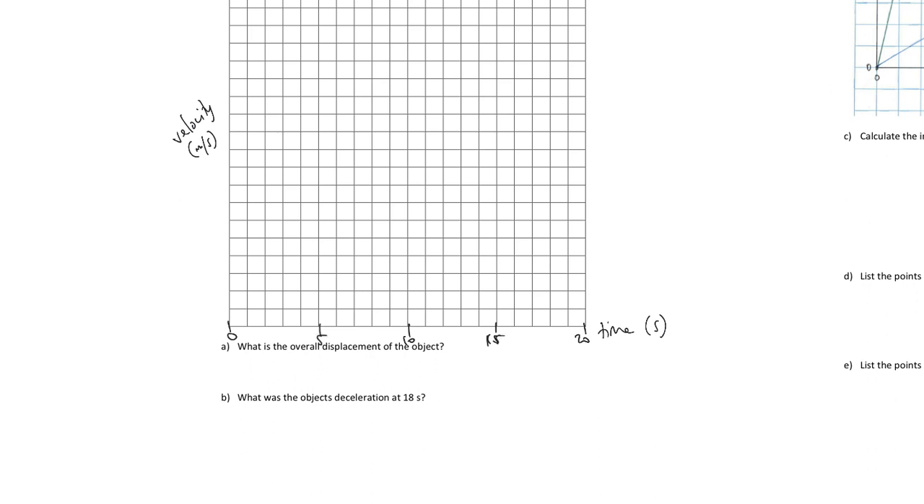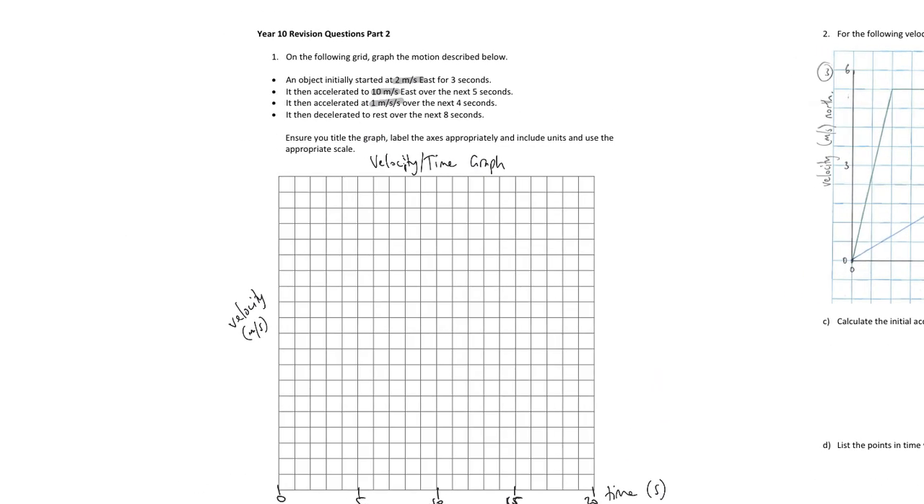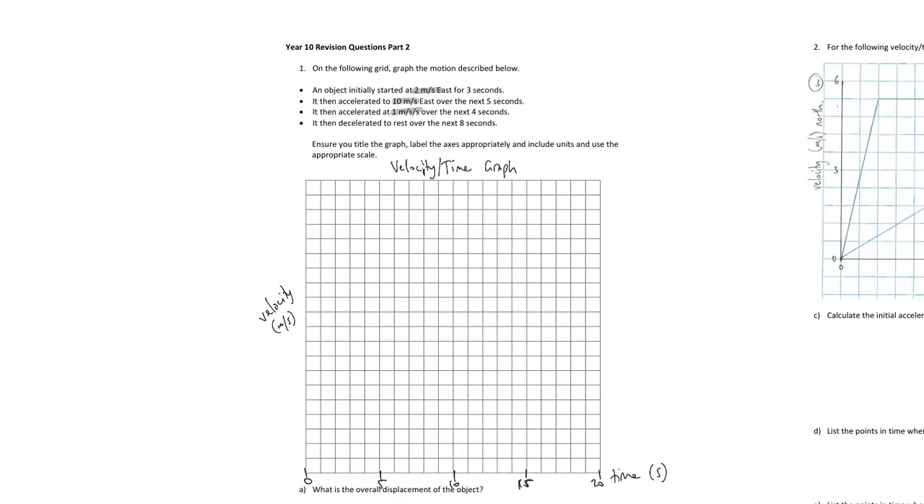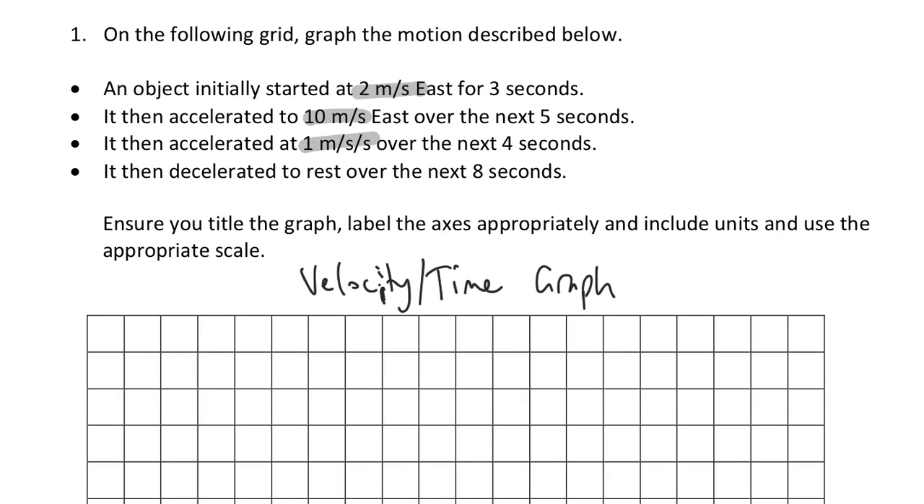Okay, so what you should always do is you should look at your information, work out how big you need to make your graph, and then you work out your scale, right? So the object initially started at 2 meters per second, then it accelerates to 10 meters per second, then it accelerates further, so it needs to be greater than 10 meters per second.